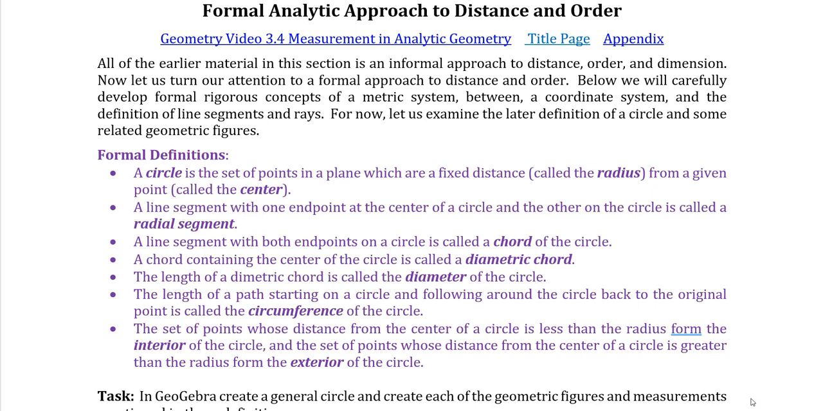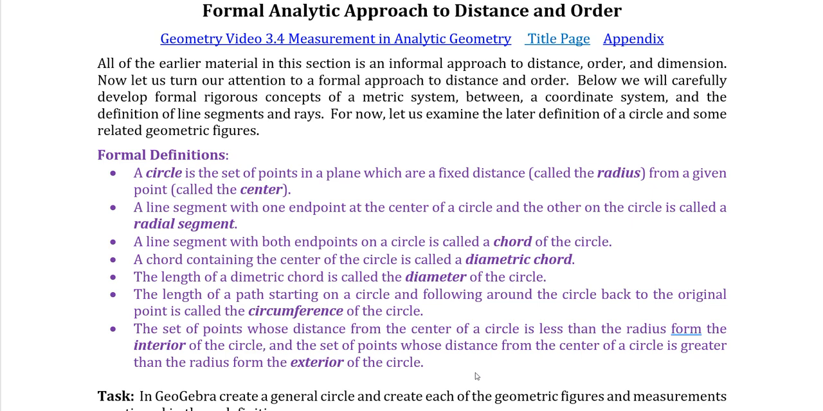The set of points whose distance from the center of a circle is less than the radius form the interior of the circle, and the set of points whose distance from the center of the circle is greater than the radius form the exterior of the circle. So I want to point out a couple of things right away. It's quite common for people to use the word radius for two different things. They use the radius for the distance from the center to the point on a circle, and they also use the radius for a line segment going from the center point to a point on the circle.